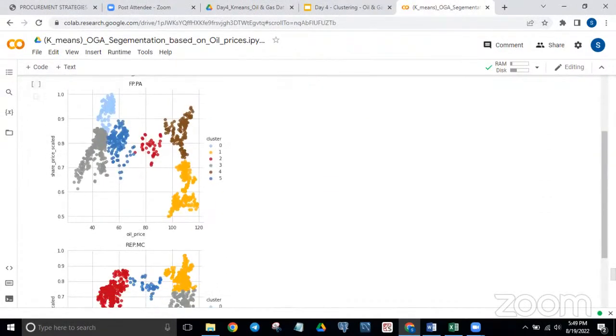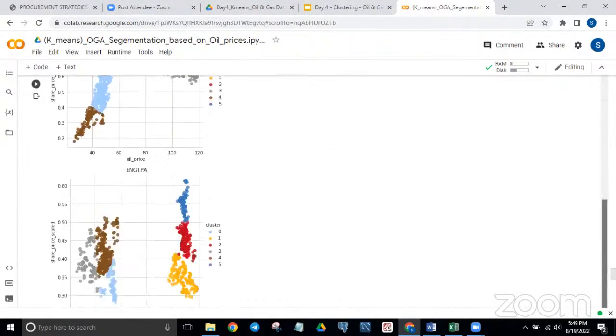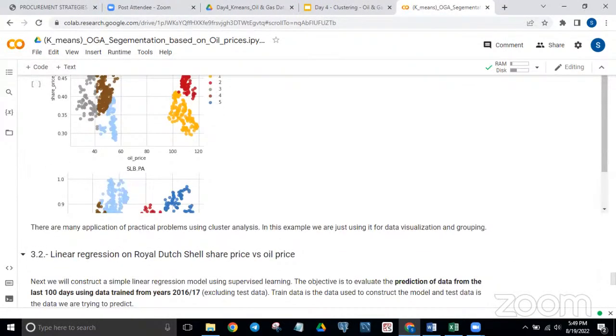So these are the different clusters that we have seen, right? So this is the clustering. This is the k-means clustering that we have performed on the share price and oil price. So same thing.